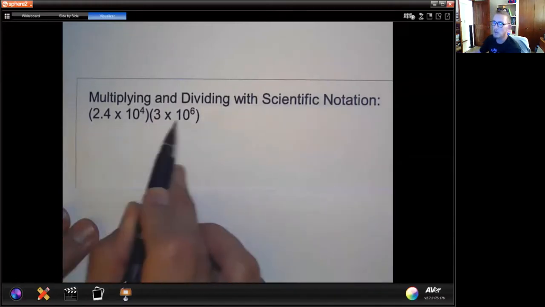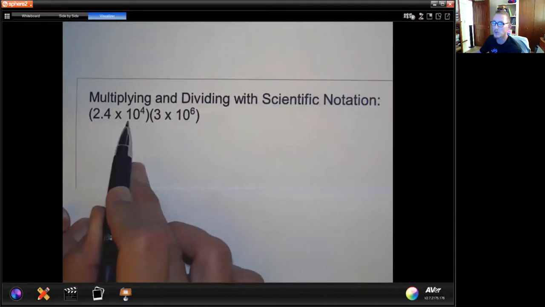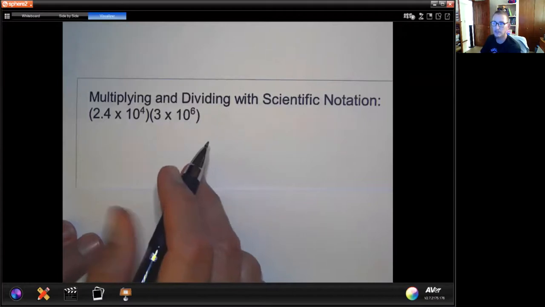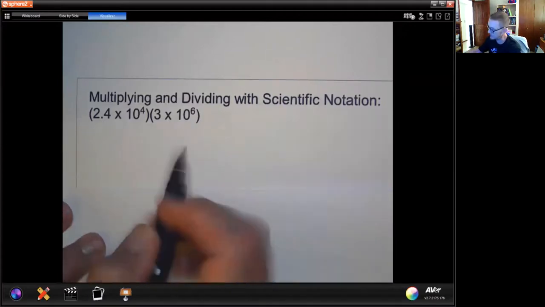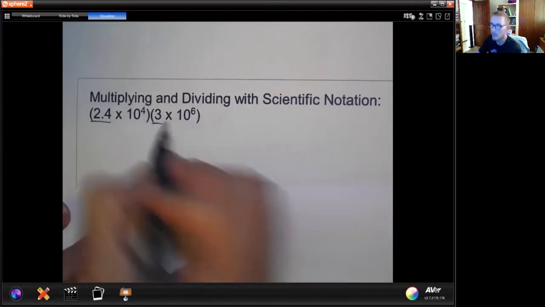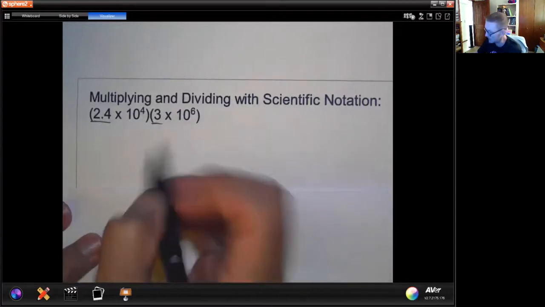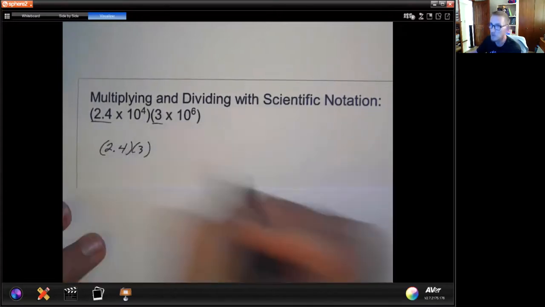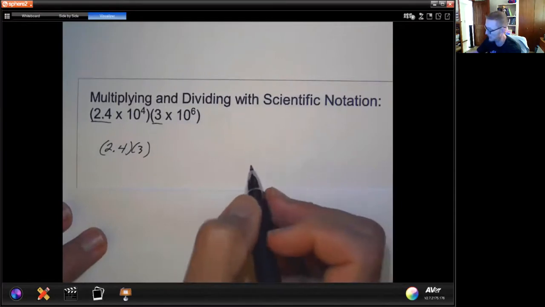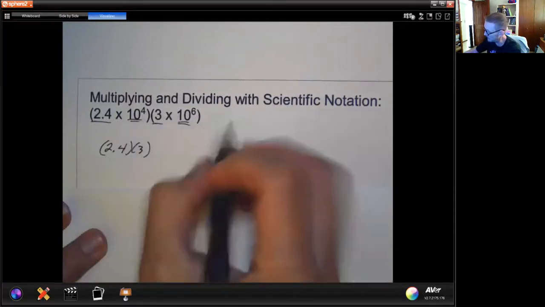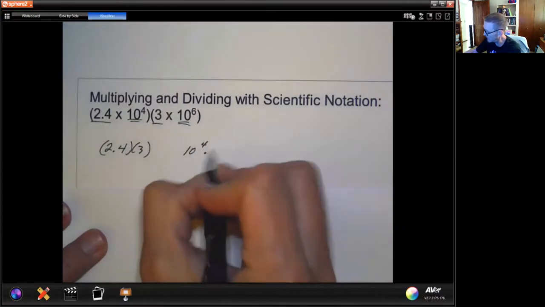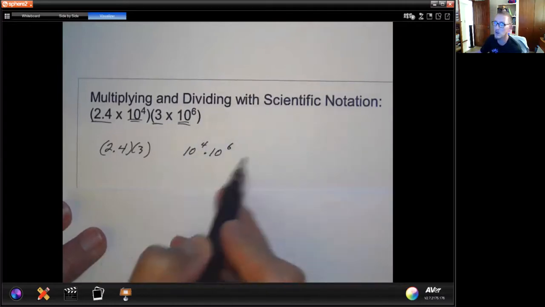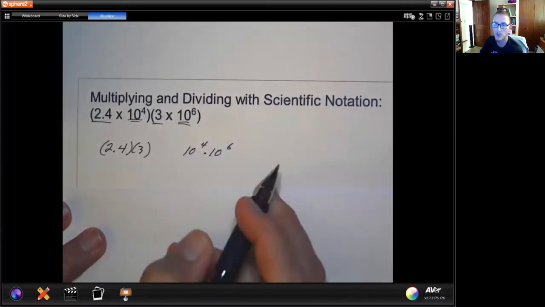If we're going to look at this problem here, 2.4 times 10 to the 4th times 3 times 10 to the 6th. If we're going to do it without a calculator, the way in which we're going to multiply with scientific notation is I'm going to take the base portion of the scientific notation number, the 2.4 times the 3, and I'm going to multiply those. And then I'm going to take the power of 10, and I'm going to multiply those. Well, this is significant because this is going to use our exponent rules from prior learning.